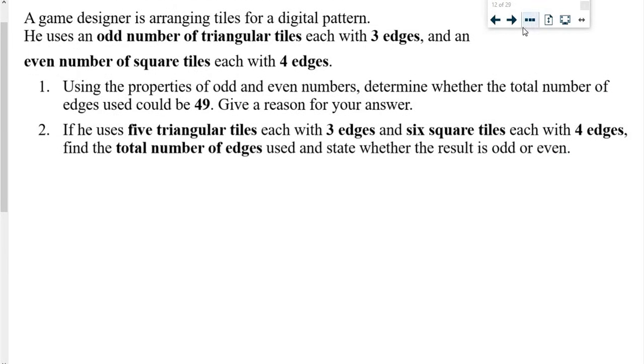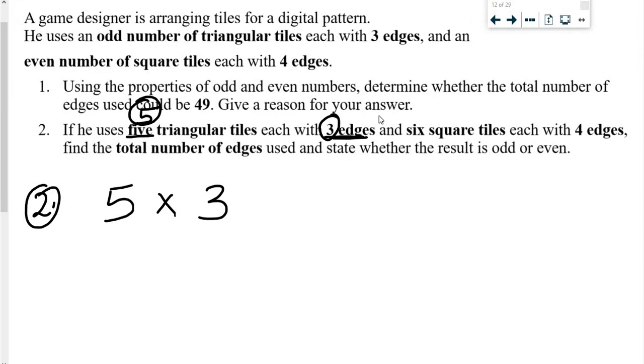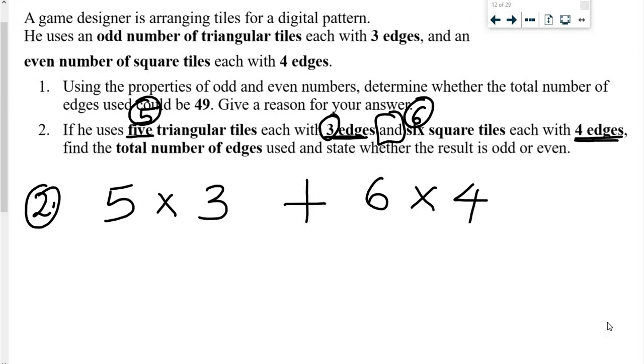Okay, now let us start. Question number 2. If he uses 5 triangular tiles, each with 3, so you're gonna do 5, which is this number, into this number here, 3, and means plus 6 square tiles, each with 4 edges. That means you're gonna take this number here, 6 into 4. Find the total number of edges.